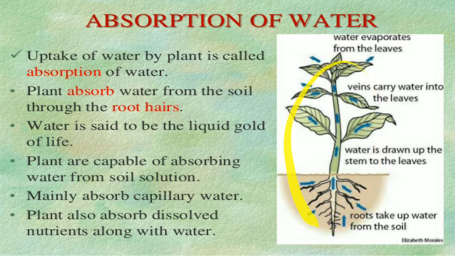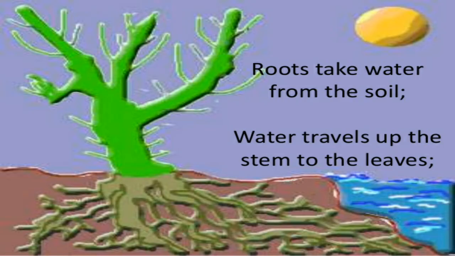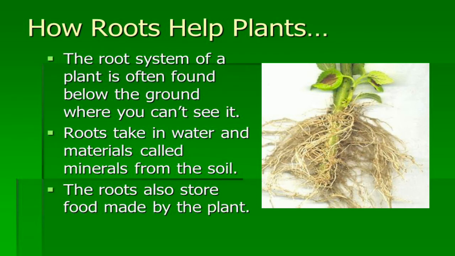So how does a plant get water from the soil? Roots take water from the soil, and water travels up the stems to the leaves. The root system of a plant is often found below the ground, where you can't see it. Roots take in water and materials called minerals from the soil, and the roots also store food for the plant.